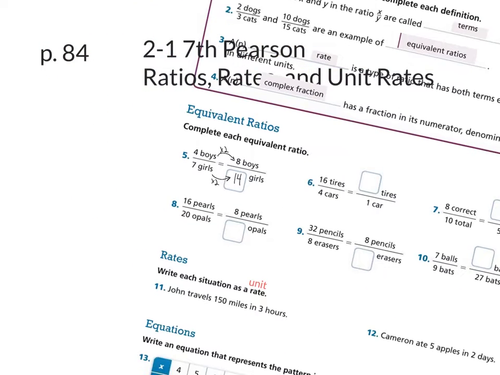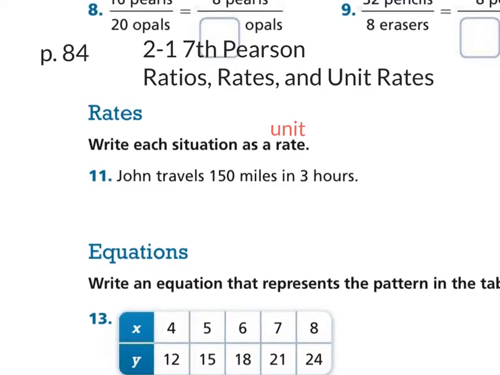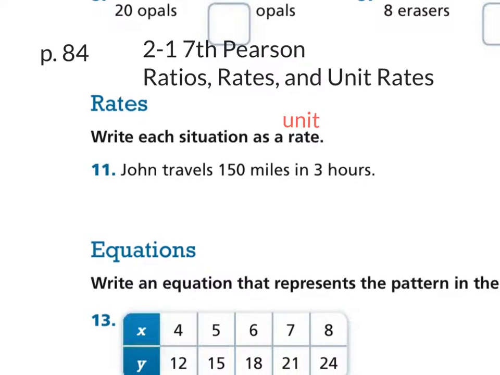And then this next section, it says write each situation as a rate. I'm going to be more specific and say let's write these as a unit rate. And again, some of these will be things we'll be looking at in this lesson, but we've also looked at them before as well. Unit rate basically has a denominator of 1. So 150 miles in 3 hours, I could put it as 150 miles over 3 hours. That's for 3 hours. If we can figure out for 1 hour, that's called a unit rate.